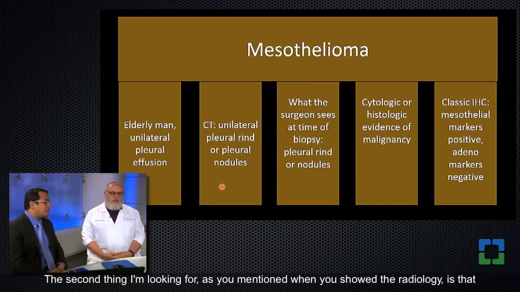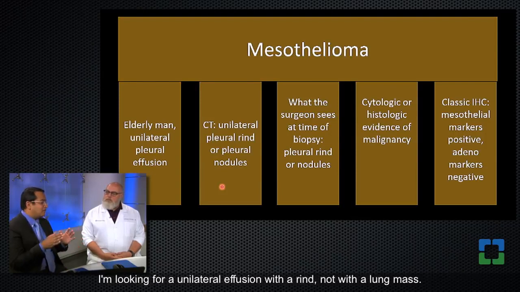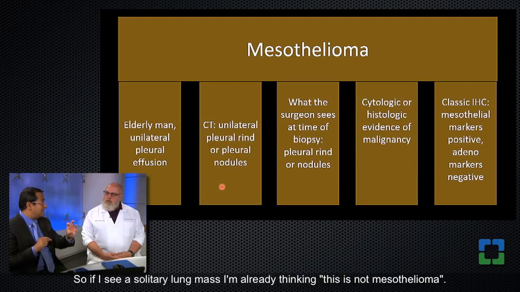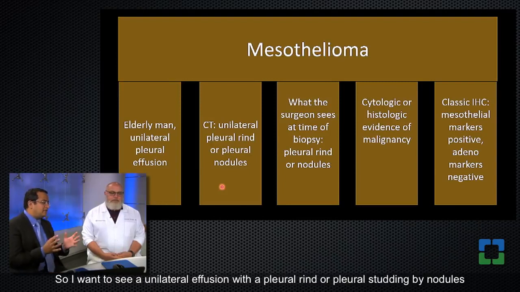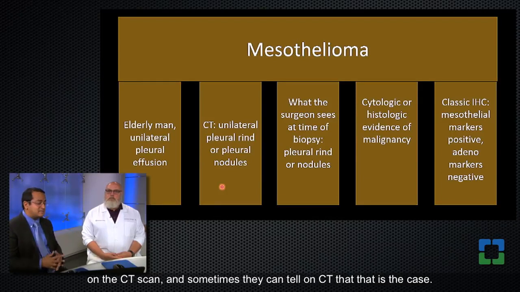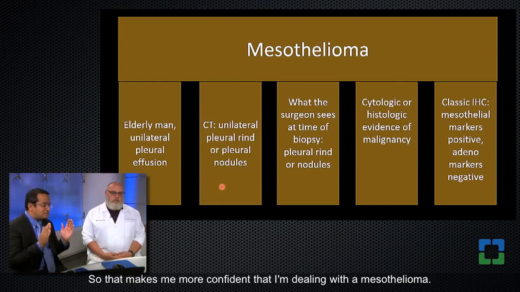The second thing I'm looking for, as you mentioned when you showed the radiology, is a unilateral effusion with a rind, not with a lung mass. So if I see a solitary lung mass, I'm already thinking this is not mesothelioma. Right. So I want to see a unilateral effusion with a pleural rind or pleural studding by nodules on the CT scan, and sometimes they can tell on CT that is the case. So that makes me more confident that I'm dealing with a mesothelioma.